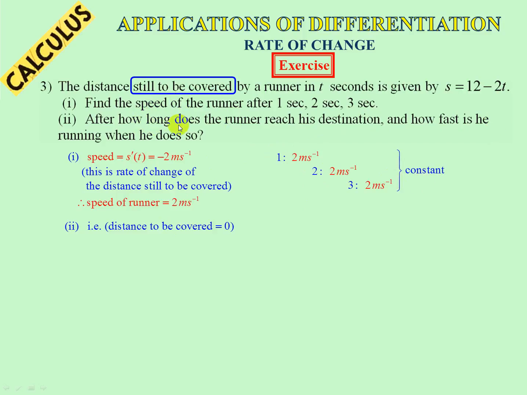Right, now let's get onto this one. After how long does he reach his destination? Well, the distance to be covered equals 0, so we put that equal to 0. We get t equal to 6. So therefore, after 6 seconds. How fast is he running when he does so? Well, he's running at a constant speed. So, 2 meters per second.